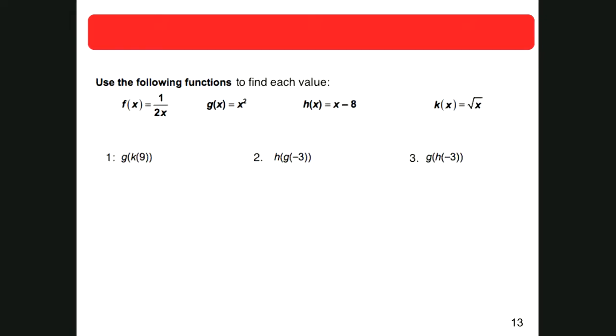Now, when they have a number here, that means we have to plug the number in. So the first thing I would do in a problem like this is it's asking me to plug 9 into the k function. Okay, so I'm going to plug 9 into the k function. K function's way over here, so I put 9 in here. Square root of 9 is 3. So then I'm going to rewrite this as g of 3. So now this is telling me, hey, plug 3 into the g function. Okay, well, the g function's here, so if I plug 3 in here, 3 squared is 9.